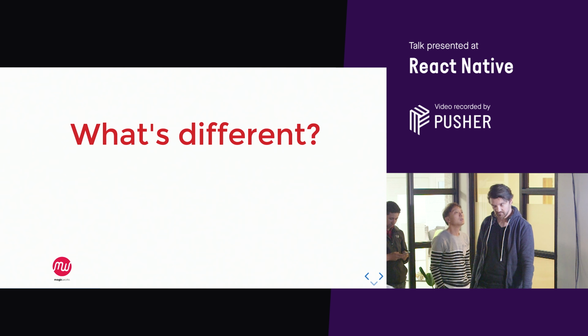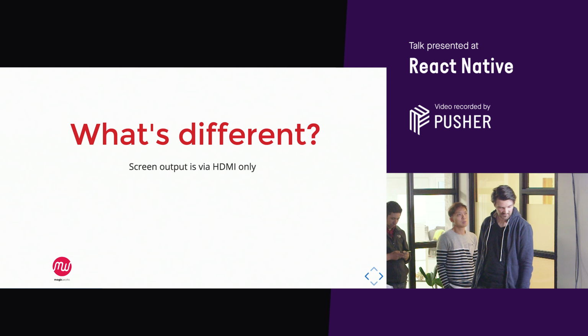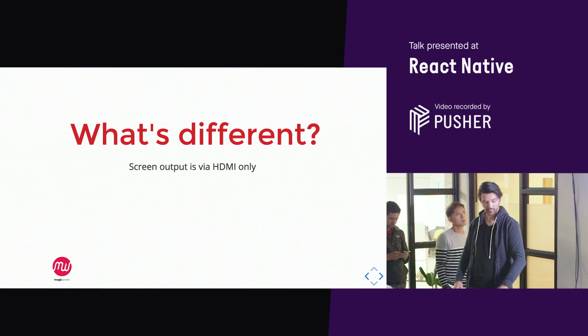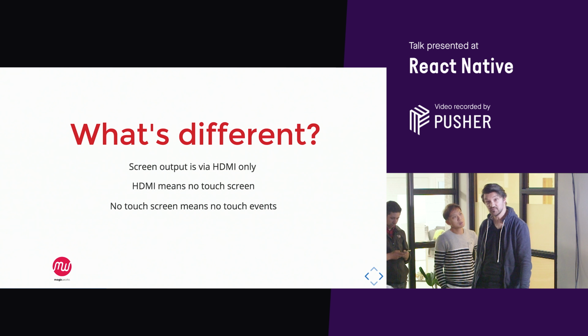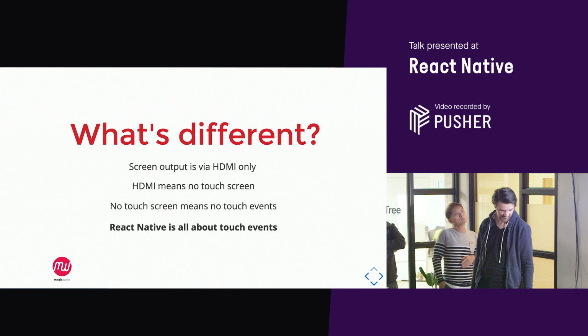What's different between a mobile application and an application on TV is that the screen output is HDMI only, which means you have to plug the box into a monitor or a TV, which means that it has no touchscreen. So we all know that no touchscreen means there are no touch events, and React Native is all about touch events. We all know that. So that gave us a bit of interesting challenges.